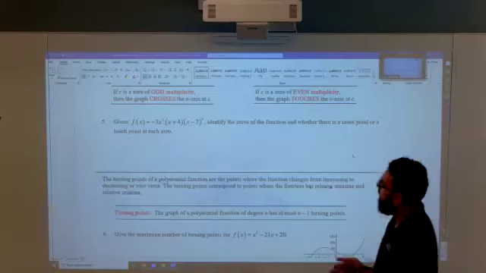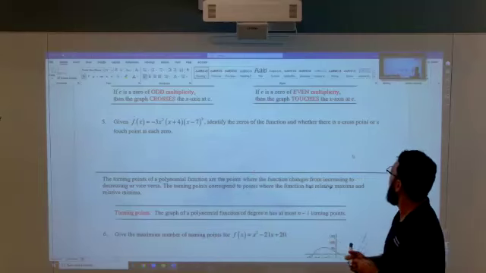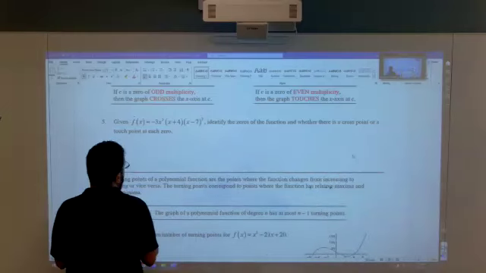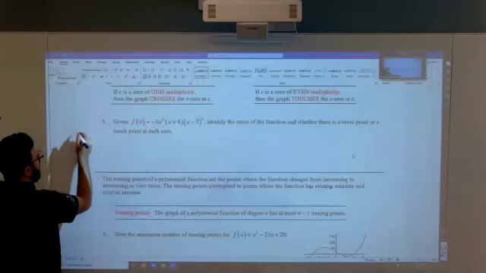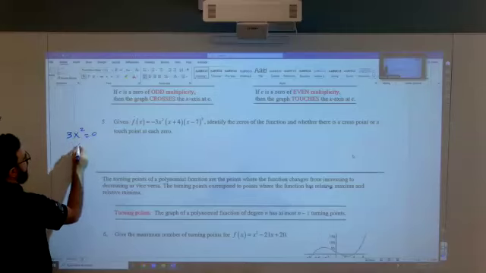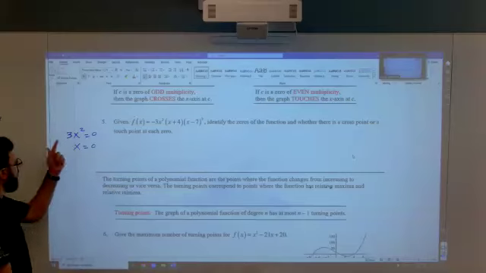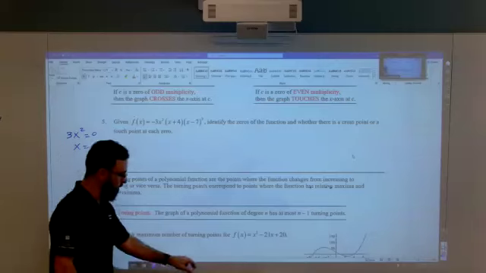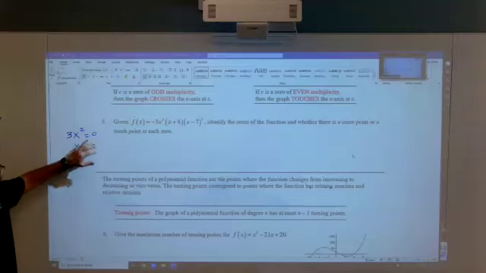Example 5. Identify the zeros of the function and whether there is a cross or touch point at each zero. So first of all, where are the zeros? We already did that in the previous examples. So the first zero is 3x squared equals 0. Solve this one. x equals what? 0, because you divide by 3 and take the square root of both sides. Do you want me to do these steps? No, it's okay. Fine. So x equals 0. This is the first one.